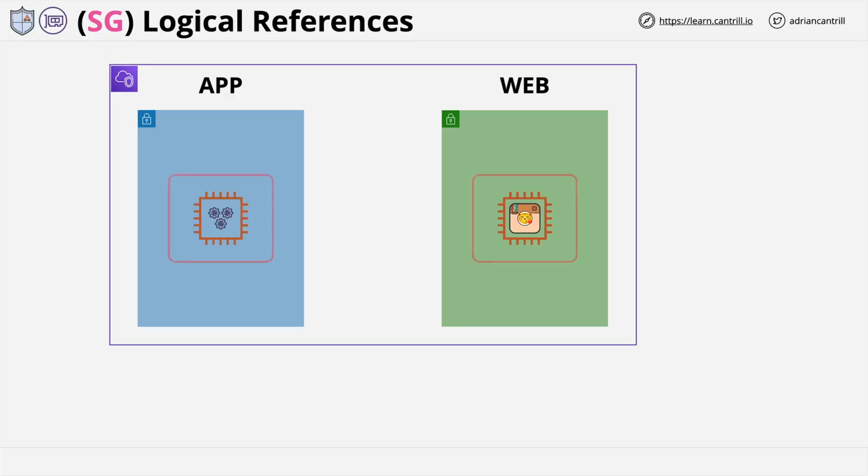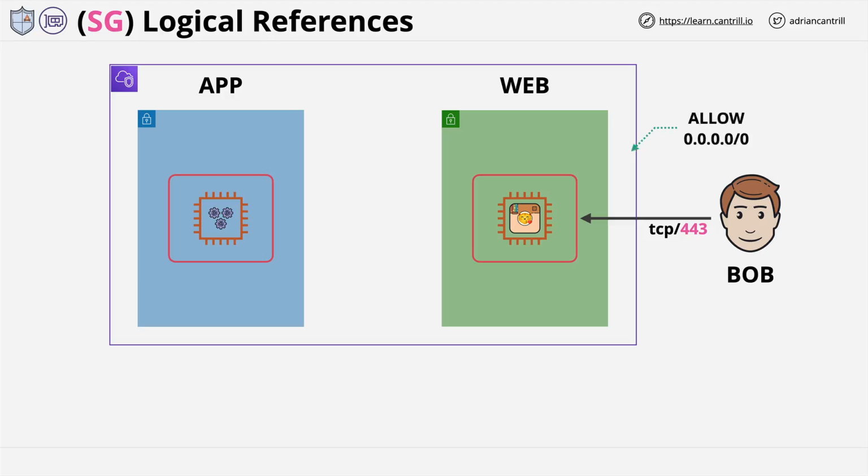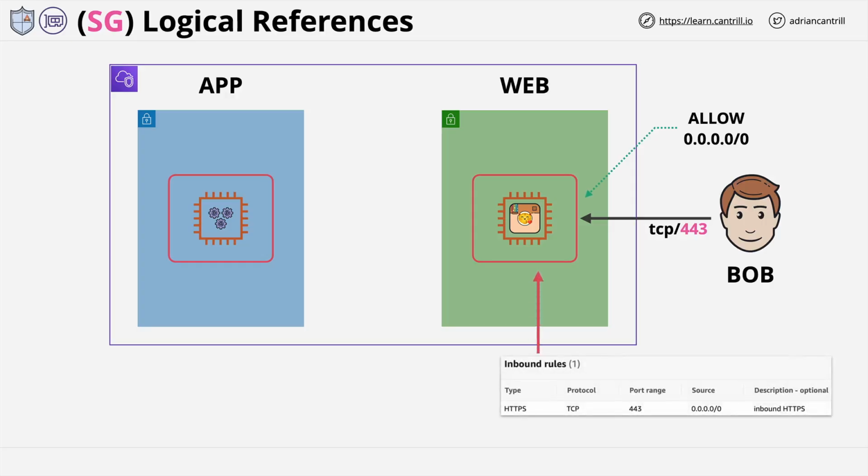We have A4L-web and A4L-app. Traffic-wise, we have Bob accessing the web instance over TCP port 443, and because this is the entry point for the application, which logically has other users than just Bob, we're allowing TCP port 443 from any IPv4 address, and this means we have a security group with an inbound rule set which looks like this.